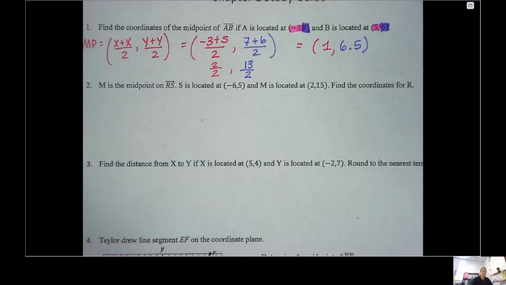Number 2. M is the midpoint on RS. S is located at -6, 5, and M is located at 2, 15. Find the coordinates for R. This time it's a little bit different, because instead of asking you to find the midpoint, I'm giving you the midpoint and asking you to find an endpoint.